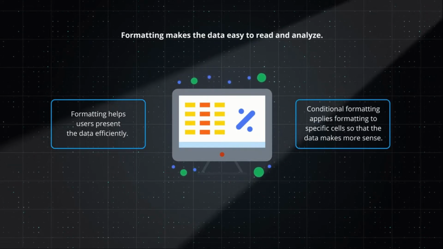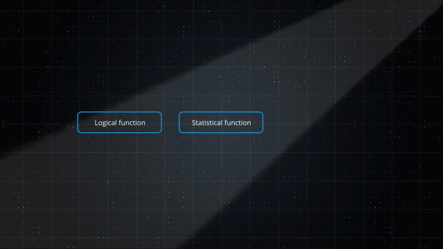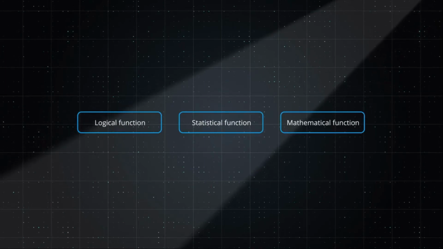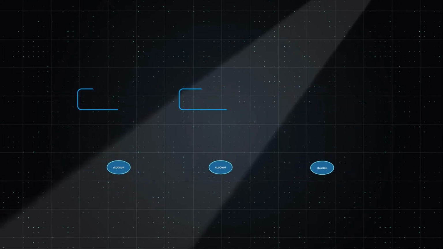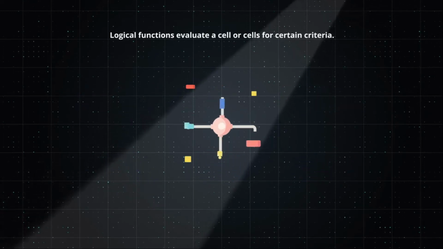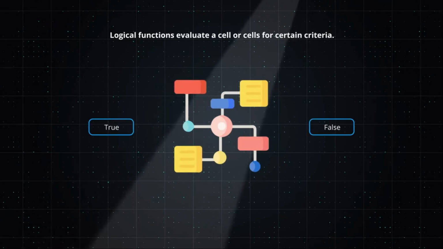Whereas, conditional formatting helps the users to apply formatting to specific cells so that the data makes more sense. Excel provides many logical, statistical, and mathematical functions, such as VLOOKUP, HLOOKUP, quartile, etc. Logical functions evaluate a cell or cells for certain criteria and return a Boolean value as true or false.